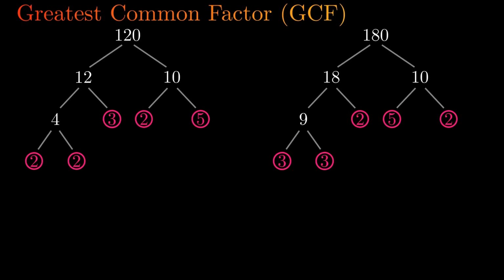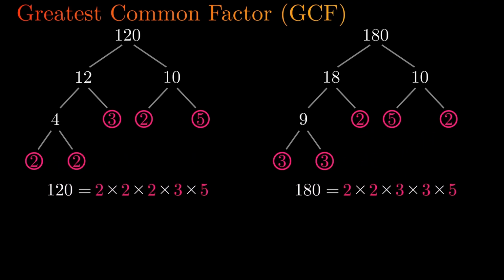Now for the magic. To find the greatest common factor, we play a game of Go Fish. We look for pairs that exist in both trees. Both lists have a 2. That's one match. They both have another 2. That's a second match. Does 120 have a third 2? Yes. Does 180? No. So that extra 2 is out. How about threes? Yes, they both have a 3. Does 180 have a second 3? Yes. Does 120? No. So that extra 3 is out. And finally, they both have a 5.